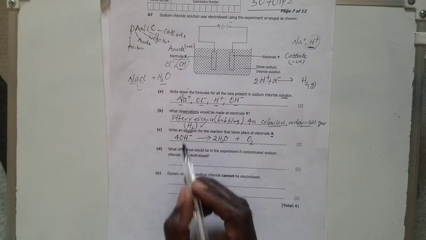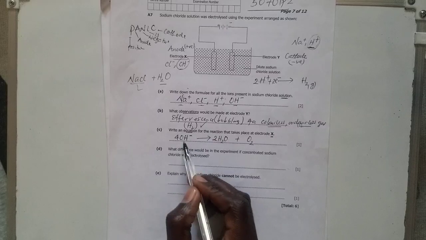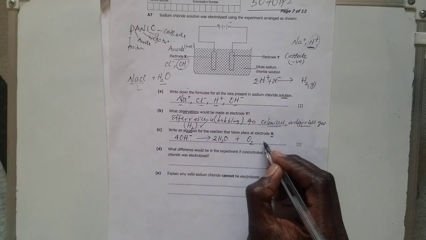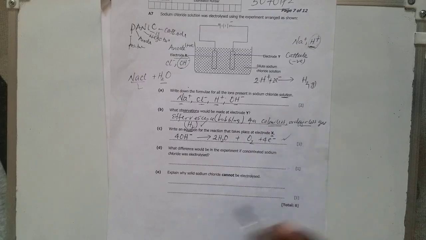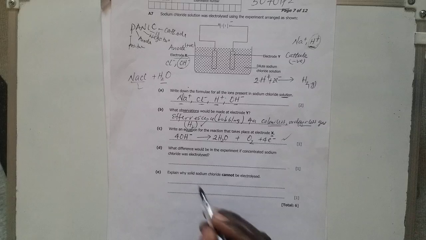Now we balance the electrons. The overall charge on this side is -4, so you can put 4 electrons on the other side. So that is the equation that is taking place at the electrode.